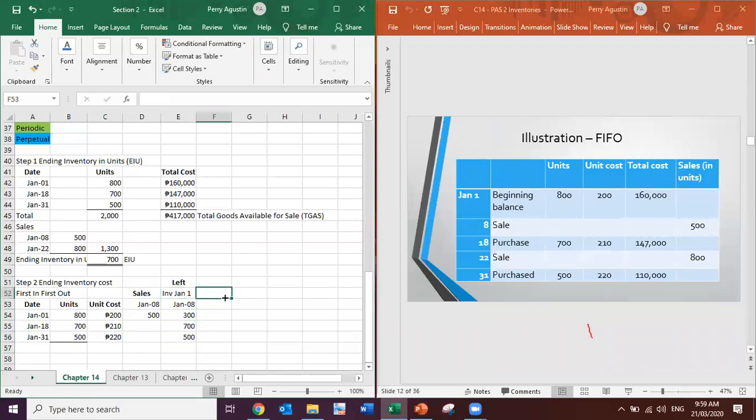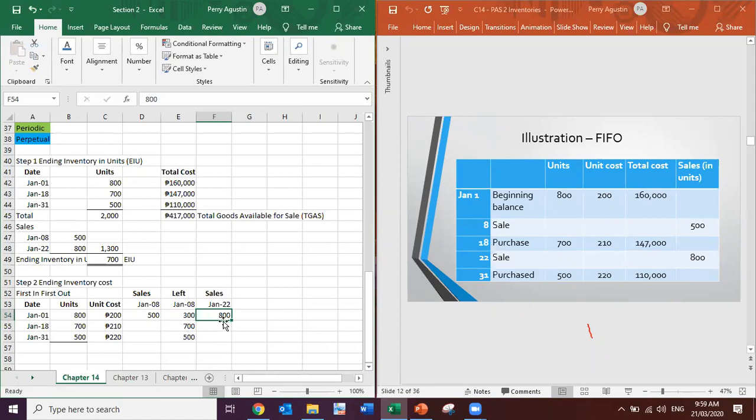Then guys, we have our second sale. So our second sale happened on January 22. So how many units were sold? So we have 800 units. Am I right?